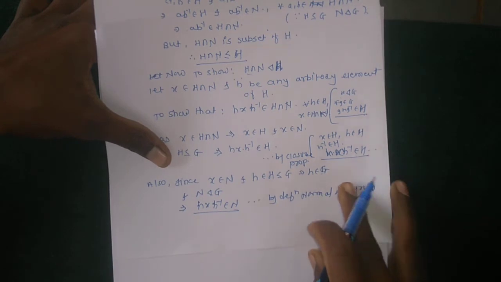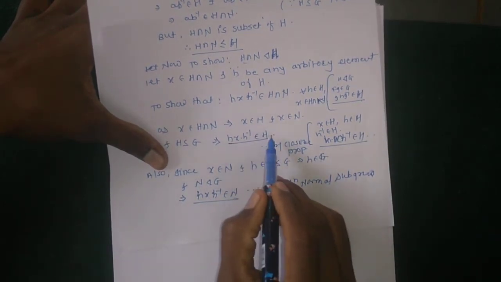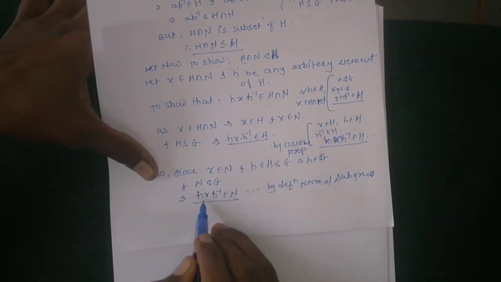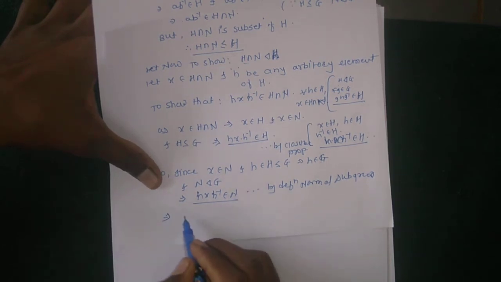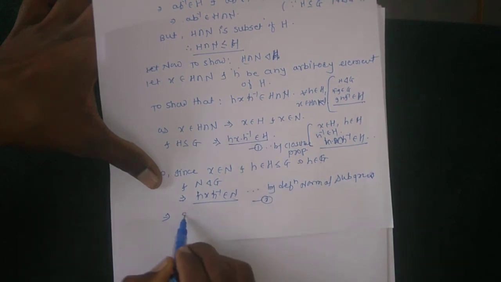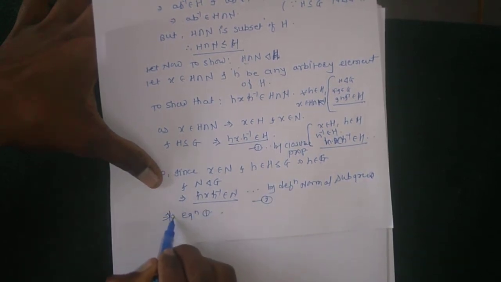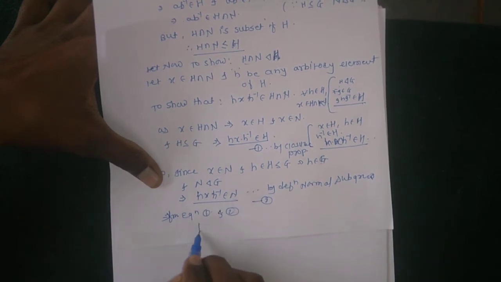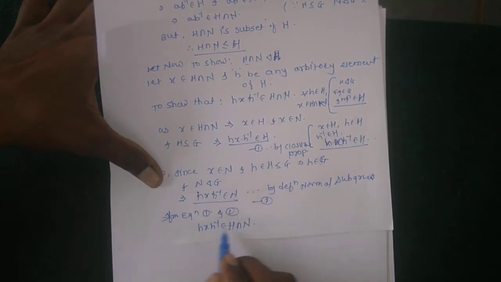Okay, therefore here hxh inverse belongs to H, and also hxh inverse belongs to N. This is equation number 1, and this is equation number 2. Therefore from equations 1 and 2, hxh inverse belongs to H intersection N.